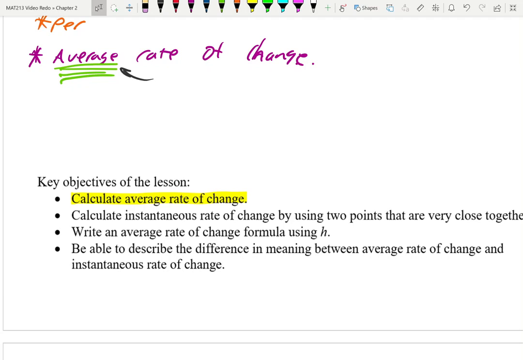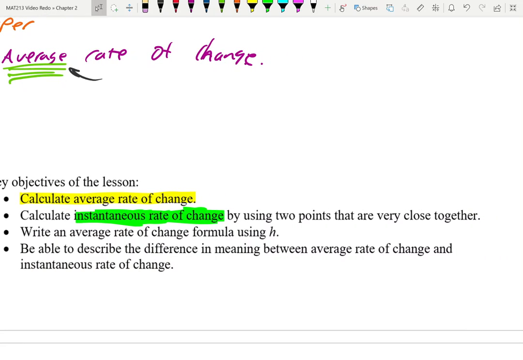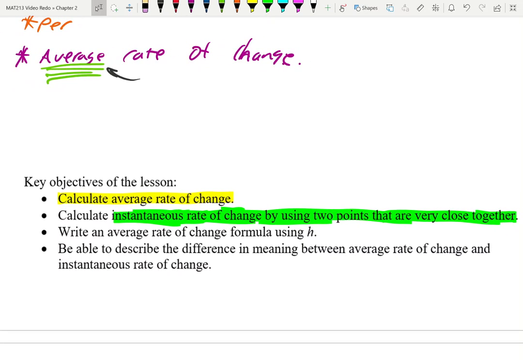Then, this is key, we're going to calculate the instantaneous rate of change. Hopefully our spidey senses are tingling, because we have something called average rate of change and something called instantaneous rate of change, and those sound very similar. We need to figure out the difference between the two and when to do which. We'll have many techniques for finding average and instantaneous rate of change. For now, it's going to be by using 2 points that are very close together, and later we'll use other techniques.